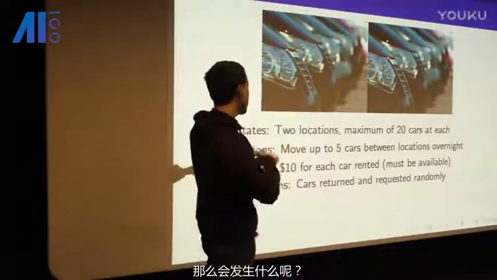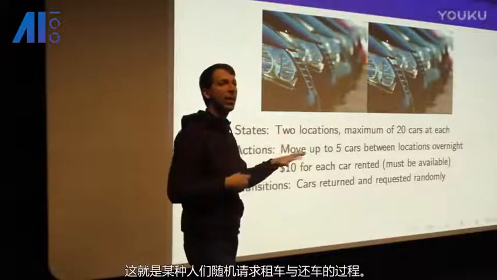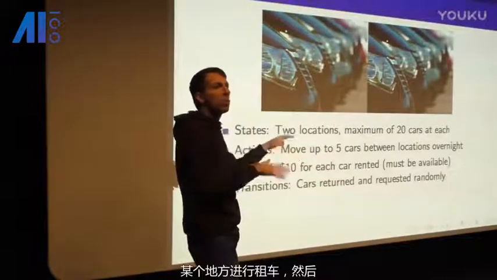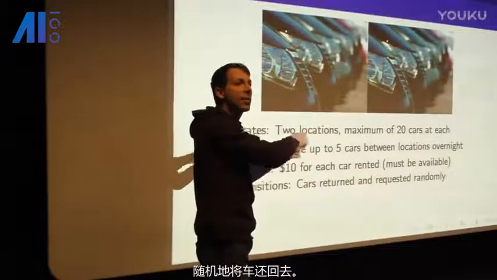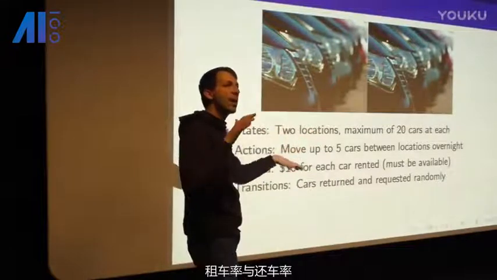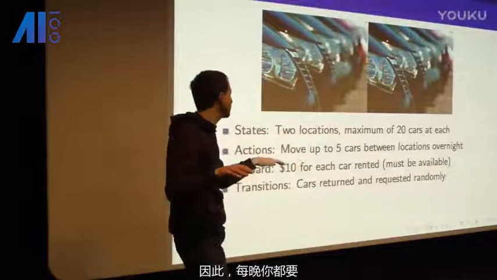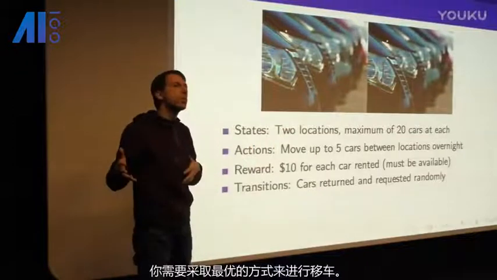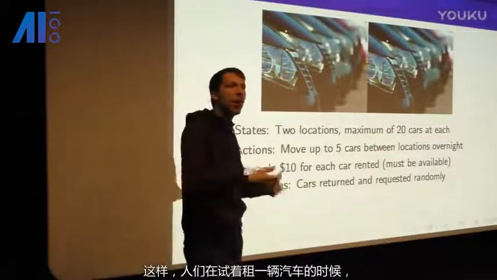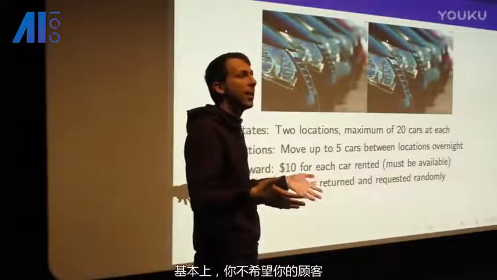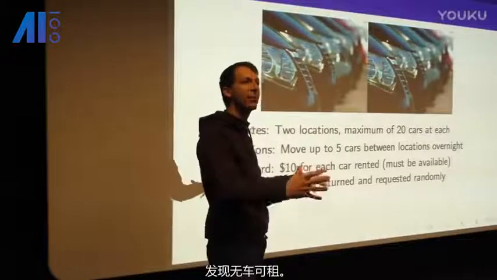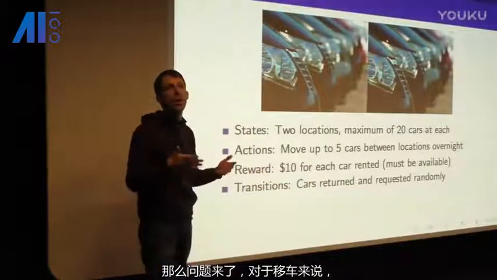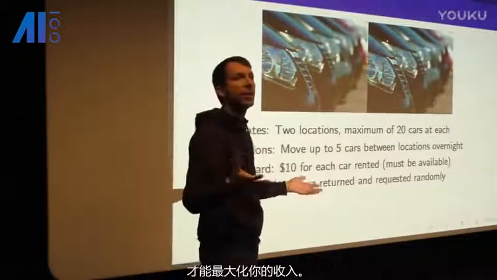There's a random request and return process where people randomly come in and rent cars from either one of these locations, and randomly they return cars to these locations. But the rate at which they rent and return the cars is different in the two locations. Every night you get to move some cars from one location to the other, and you need to do this in the optimal way so that when people try to rent a car, cars are available. You basically don't want to end up with an empty car park when a customer comes in and tries to rent a car, because you lose money. And the question is, what's the optimal policy for shifting cars around so that you maximize your income?